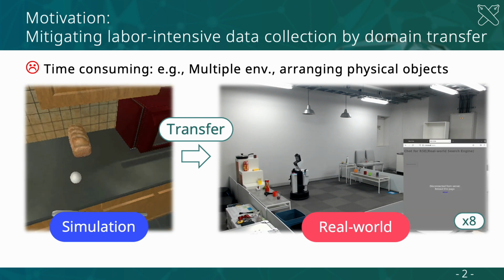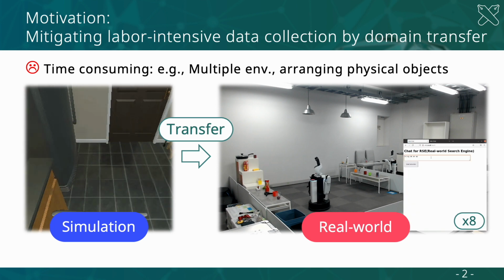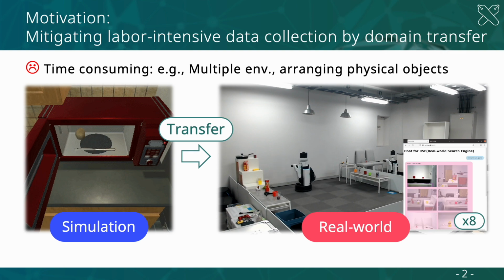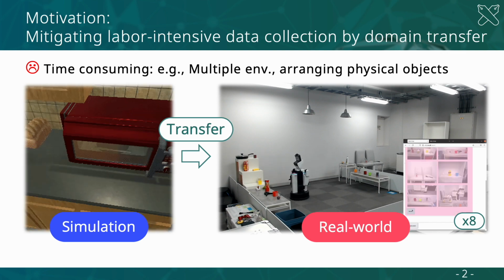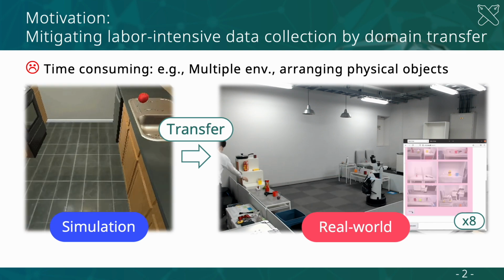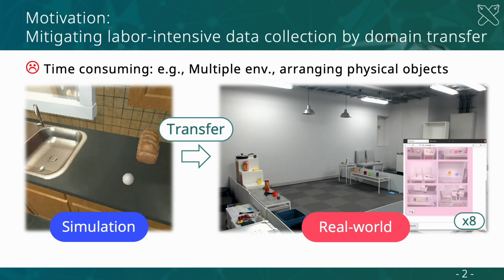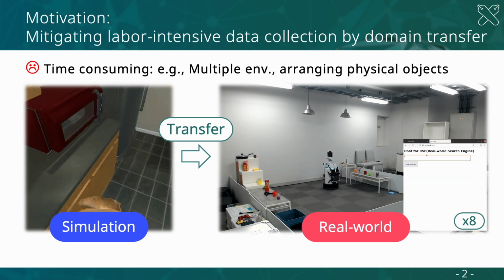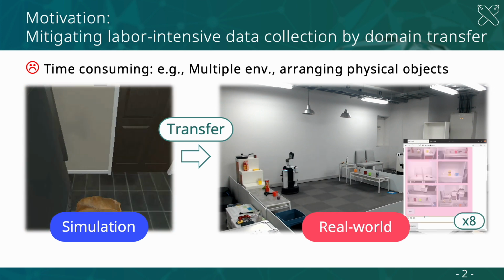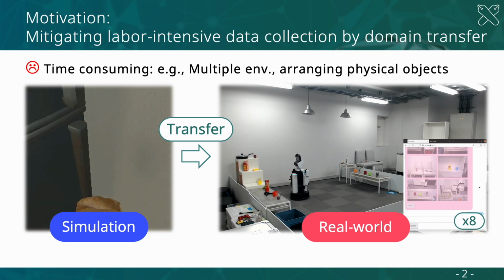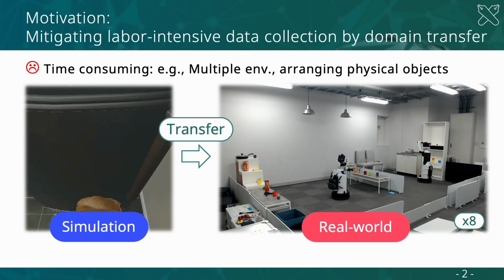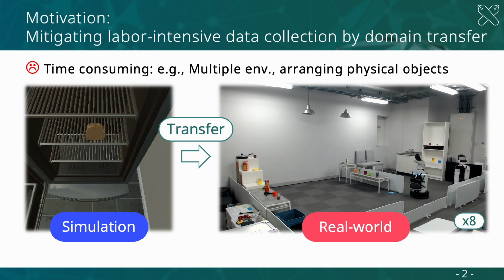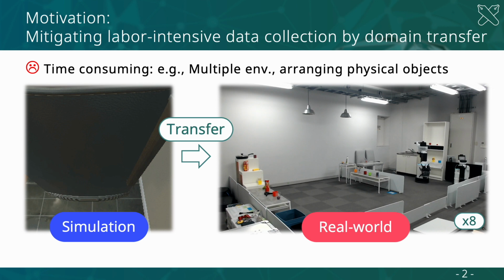It's a time-consuming process. Would any of you like to prepare and manage hundreds of physical environments? Certainly, most of you would say no. And would anyone be glad to set up physical objects for every trial, over and over again? Again, the answer is likely no. This labor-intensiveness can limit the scalability of the robot training process. To mitigate this issue, we can utilize domain transfer from simulation to the real world. This is because collecting simulation data is much more cost-effective and scalable than collecting real-world data.